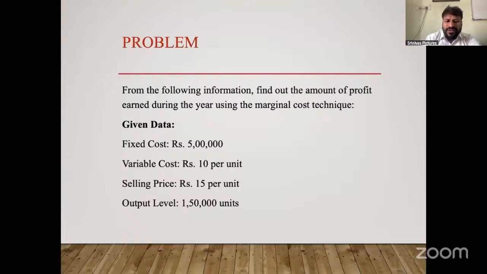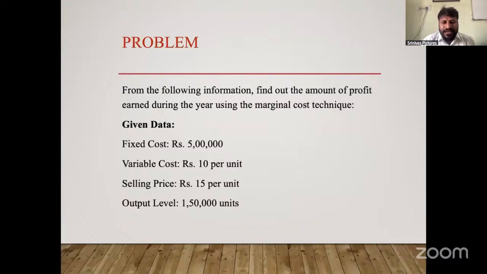So here output level is equal to how much? 1,50,000 units. Selling price how much? 15 rupees per unit. So total sales we have to calculate. That's total sales is equal to nothing but the number of units output, 1,50,000, into 15 rupees per unit, that is 22,50,000 is the total sales.